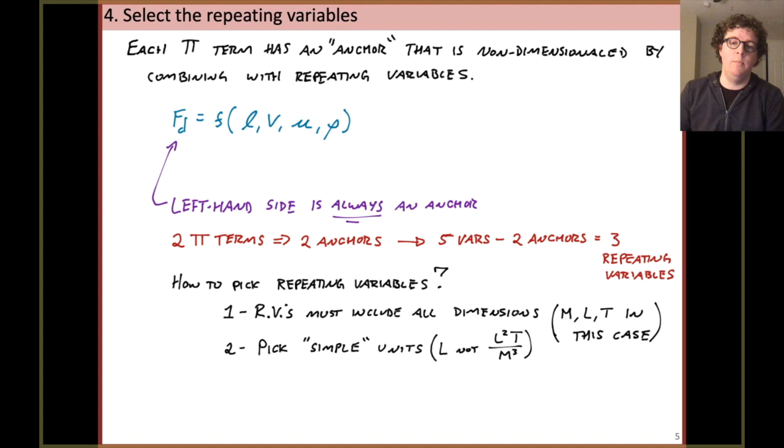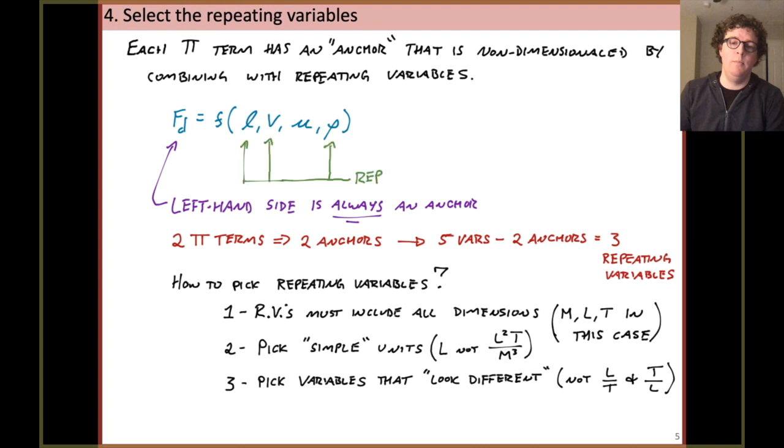Number 2, I try to pick repeating variables that are simpler. So, for example, something with units of length is easier in the long run to work with than something with units of length squared, time over mass cubed. I just made that one up. And finally, I try to pick variables that look different. So for example, if you have 2 variables, one with units length per time and one with units time per length, those don't look very different, and that's going to ultimately confuse the matter and cause you some heartache. So I try to pick variables with units that look different.